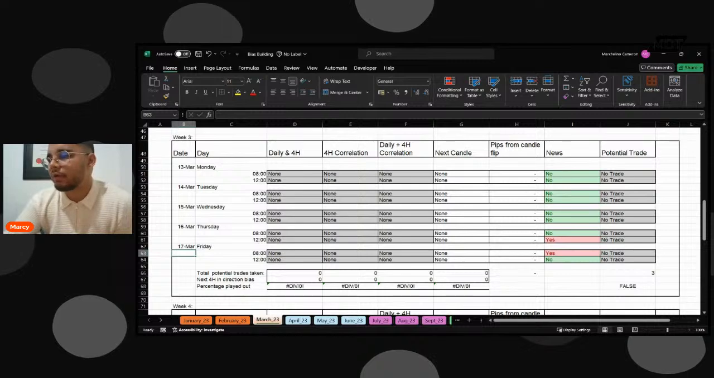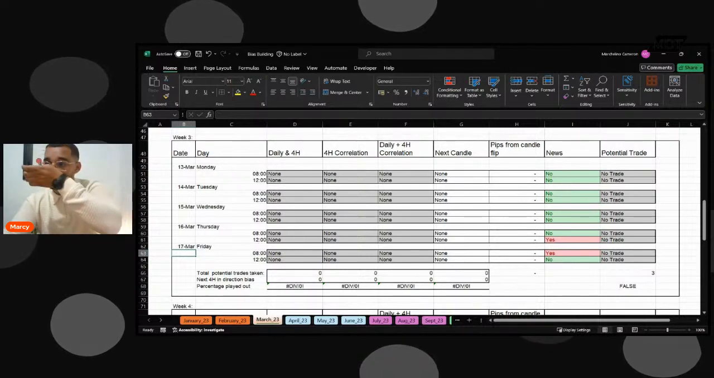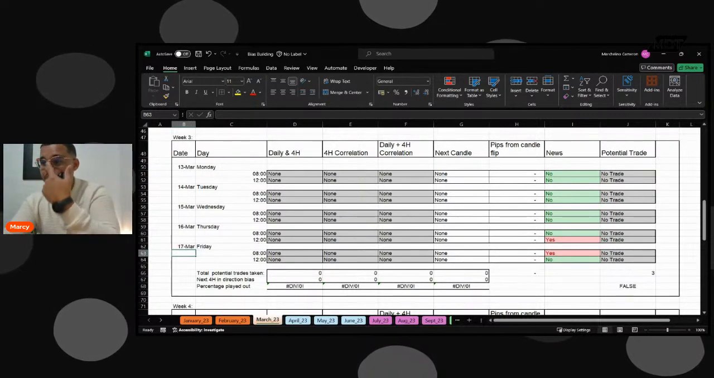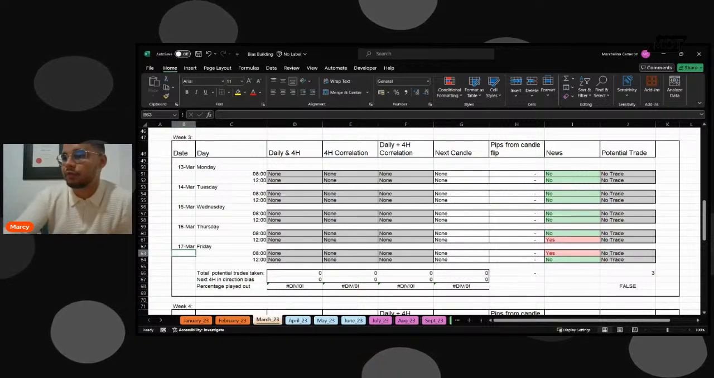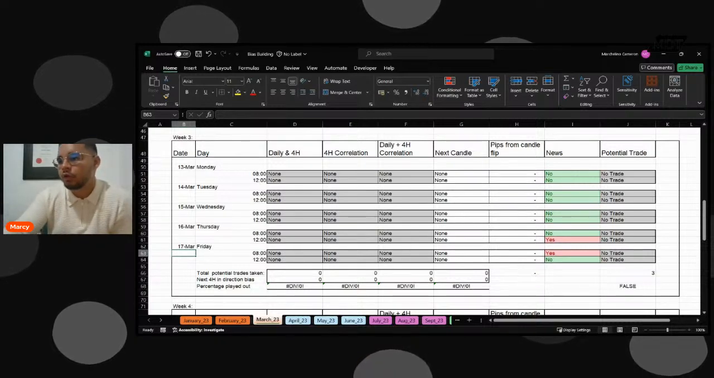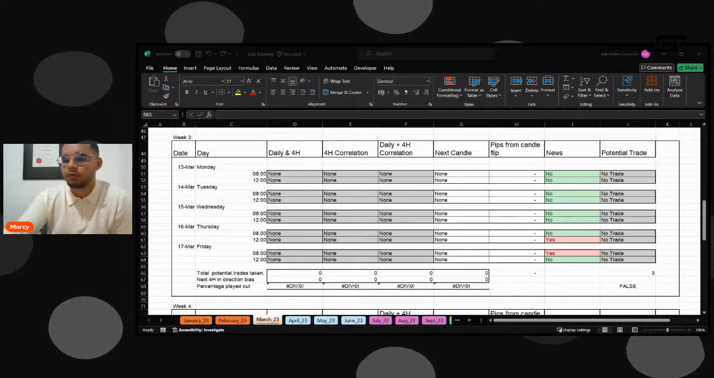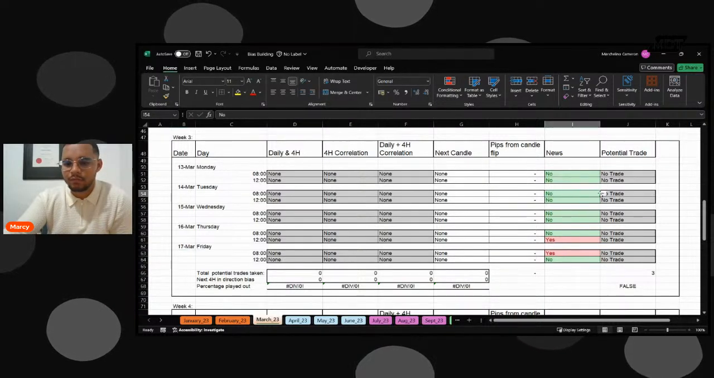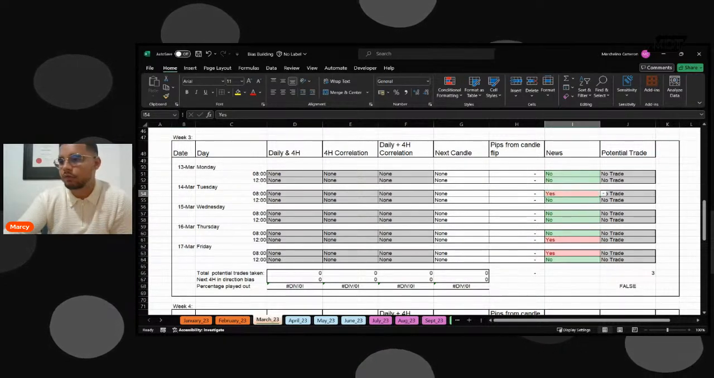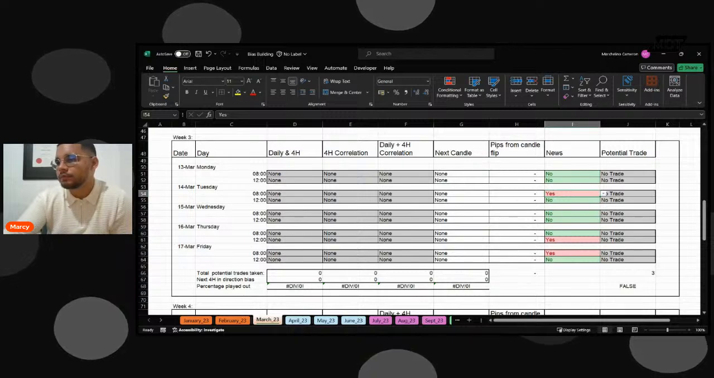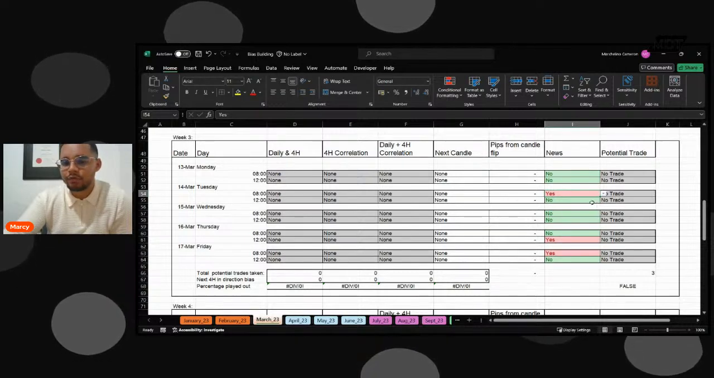For Monday, do we have any news? There's no news. Now, there is a Fed announcement at 12 a.m., but that's in the morning. That's not a trading time. Tuesday, we have pound claimant change. So we're going to put that there. Tuesday, we have news. Yes. And then we also have news in London session. So that's yes.